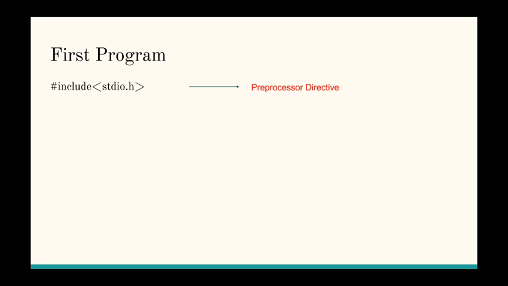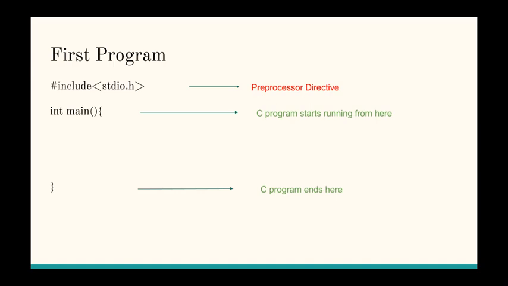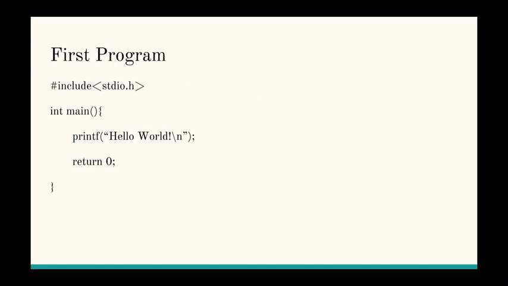Next, we write int main and we enclose it using curly braces. So this is basically where your program starts running. Every time you run your C program, it looks for main, and whatever is inside main, that starts executing. All right, and then we write printf hello world \n and return 0. That's all. A very simple program. How it runs, what is happening behind the scenes, we'll keep understanding things later on.